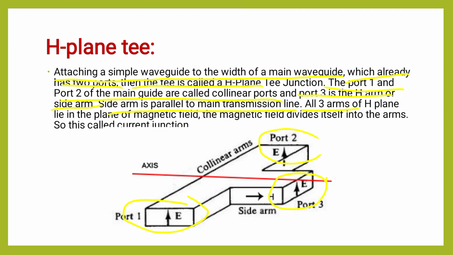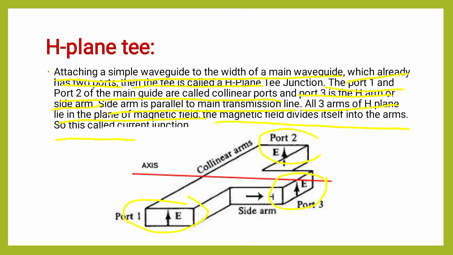All three arms of H-plane T lie in the plane of the magnetic field. The magnetic field divides itself into the arms, so this is called a current junction. We can call H-plane T a current junction. Why? Here the magnetic field is equally divided between any two ports. Let's see an example. If the magnetic field is incident at port 3, then that magnetic field is equally divided between port 1 and port 2.